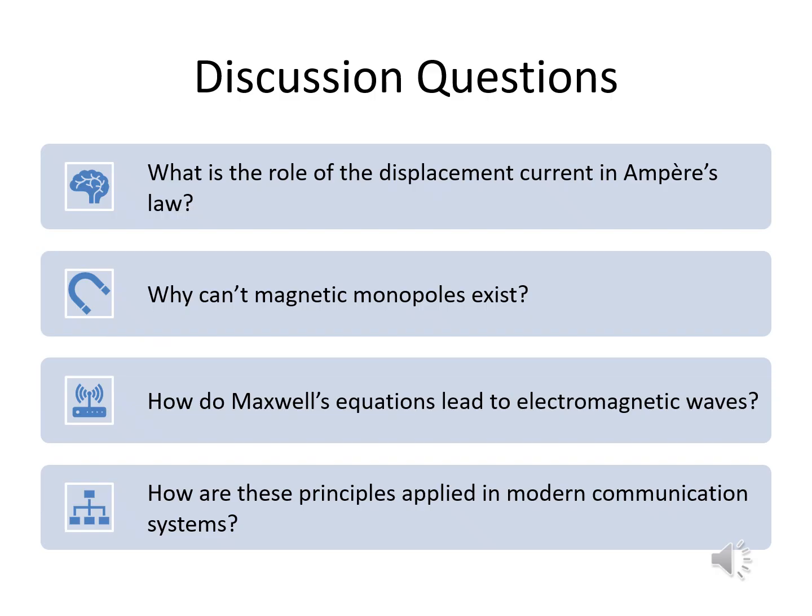Now I'll present you with some discussion questions. You can research and find the theoretical background of them. First, what is the role of the displacement current in Ampere's law? Why can't magnetic monopoles exist? How do Maxwell's equations lead to electromagnetic waves? How are these principles applied in modern communication systems?